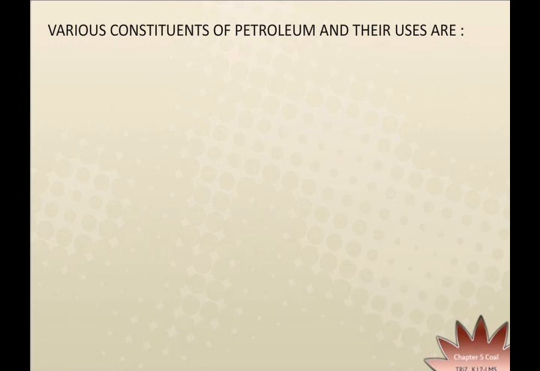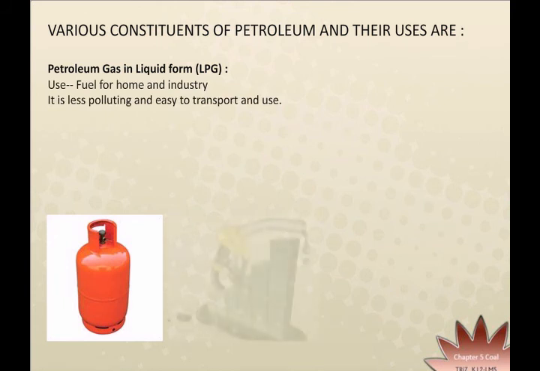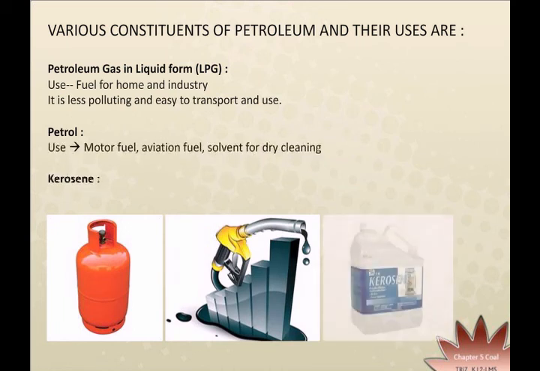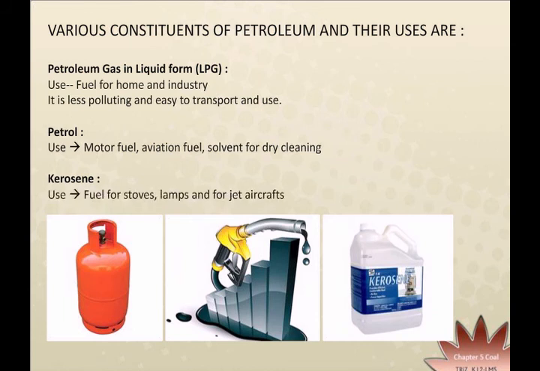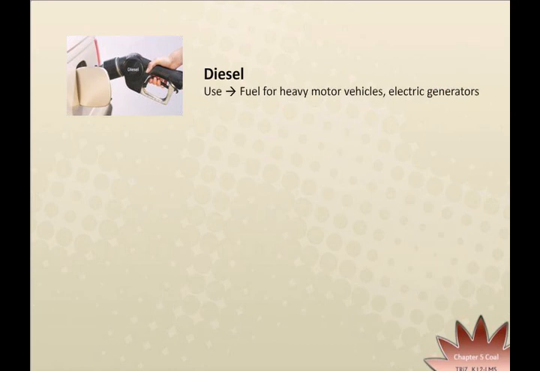Various constituents of petroleum and their uses. Petroleum gas in liquid form or LPG. Use, fuel for home and industry. It is less polluting and easy to transport and use. Petrol. Use, motor fuel, aviation fuel, solvent for dry cleaning. Kerosene. Use, fuel for stoves, lamps and for jet aircrafts. Diesel. Use, fuel for heavy motor vehicles, electric generators.